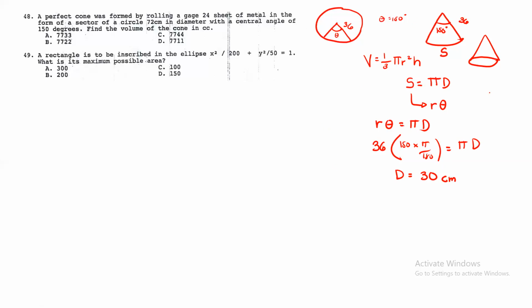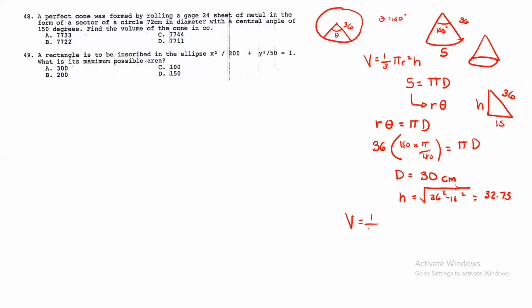Kung titingnan natin tong cone dito, 36 to, then yung height natin, ito. Then yung diameter natin, radius natin dyan is 15. So makuha natin, height is equal to square root ng 36 squared minus 15 squared, so 32.73. Pag nakuha natin yan, makuha natin yung volume.